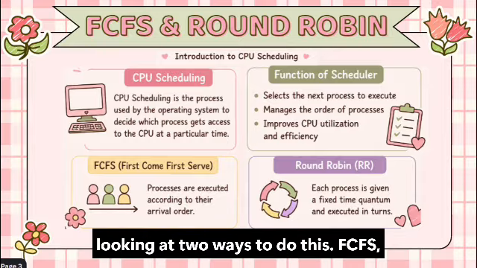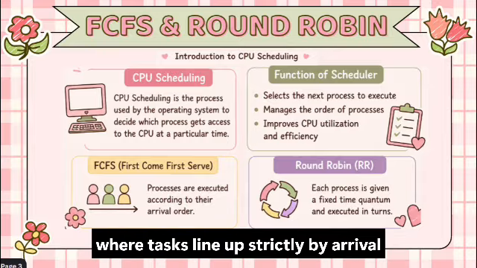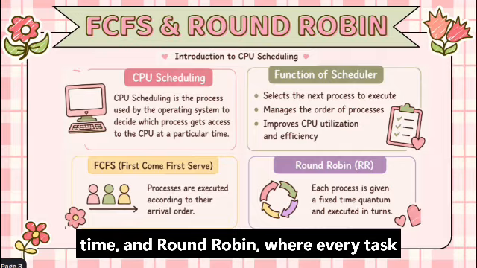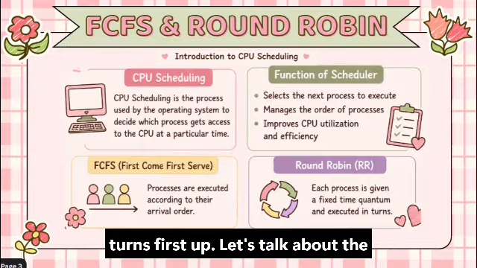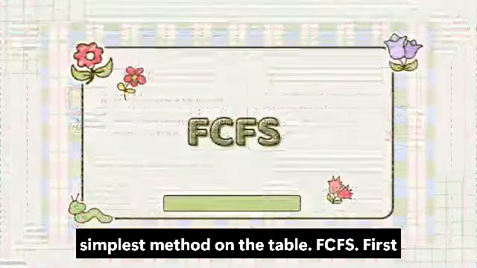Today, we're looking at two ways to do this: FCFS, where tasks line up strictly by arrival time, and round robin, where every task gets a small, equal slice of time to take turns. First up, let's talk about the simplest method on the table, FCFS.